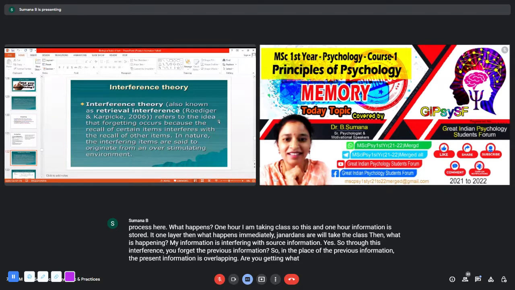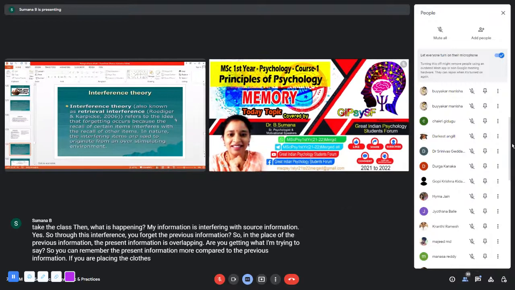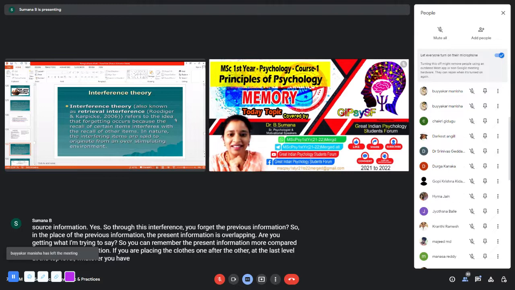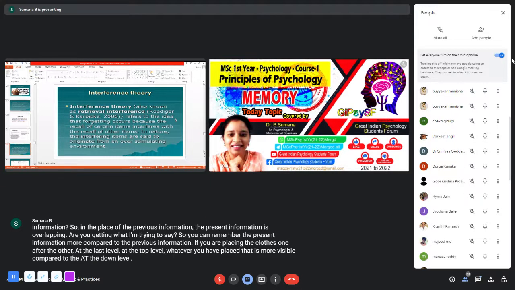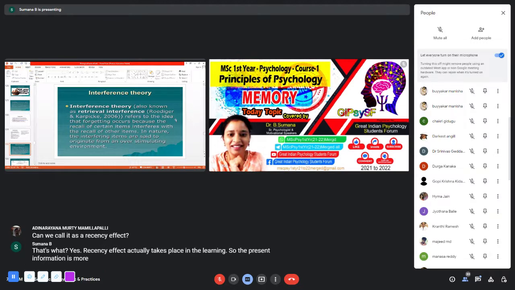Are you getting what I'm trying to say? You can remember the present information more compared to the previous information. If you are placing clothes one after the other, whatever you have placed at the top level is more visible compared to the down level. Can we call it the recency effect? Yes, the recency effect takes place in learning. So the present information is memorized more easily compared to the previous.